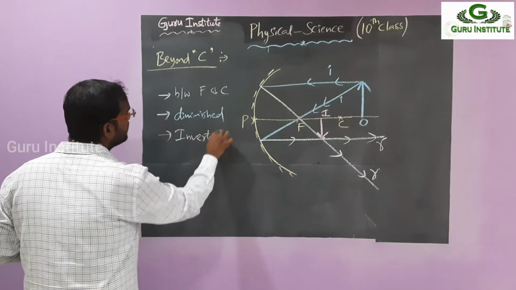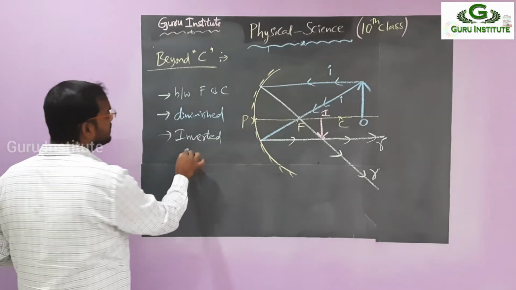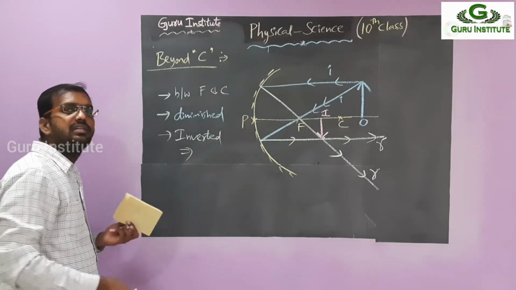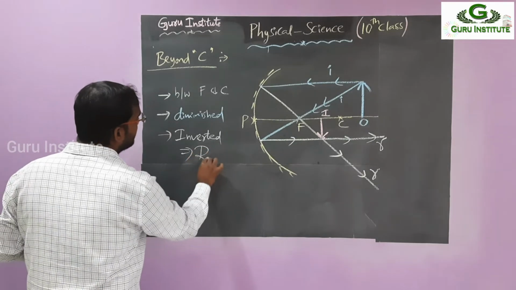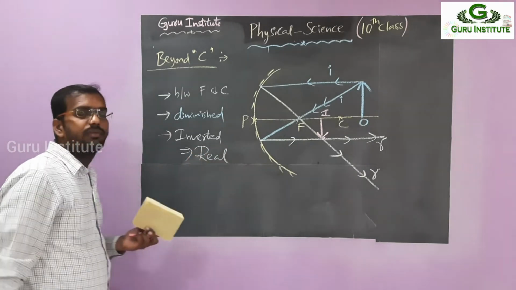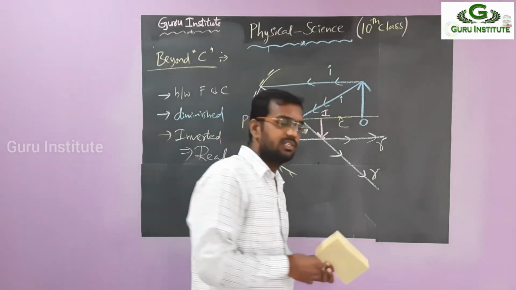Inverted. It is downwards now, inverted. So inverted means we have to keep it on a screen. So that's why it's a real image. Inverted image, so it is a real image. Only 3 points we have to draw.